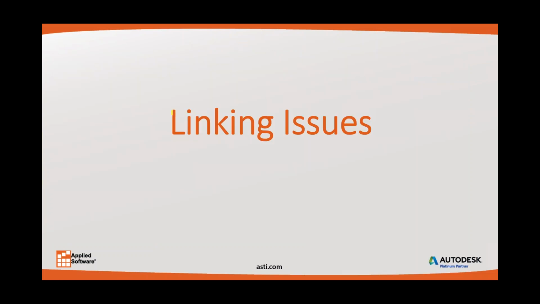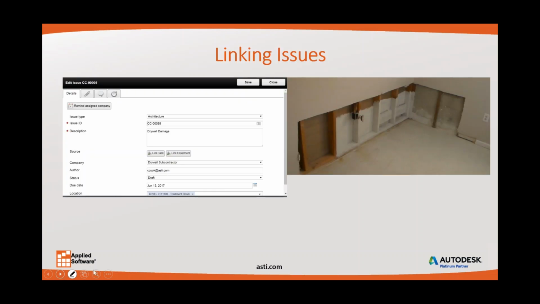So let's talk about the next item, which is linking issues. We have the ability to link issues to other issues. In this case, the idea behind this is that we've got an issue called drywall damage. We've got it as issue type architectural, but it looks like this drywall was ripped out here to do some type of mold remediation or something, and we need to go back and repair this.